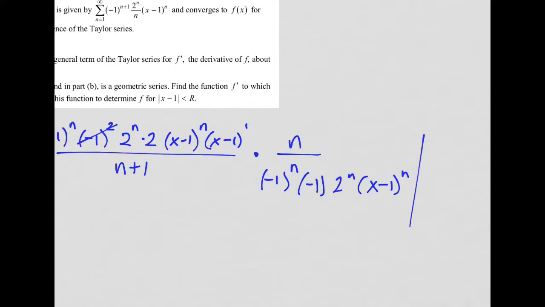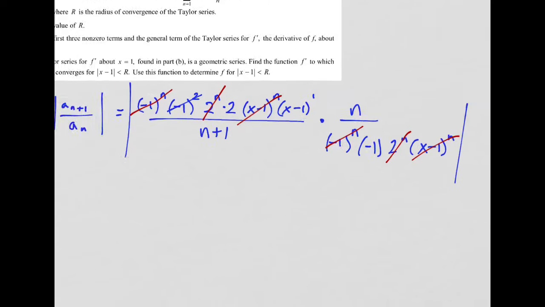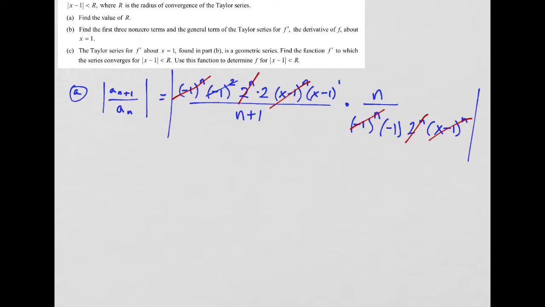Well, now, hopefully you can see why I do that. Because now the negative 1 to the n cancels out. Sweet. The 2 to the n cancels out. Sweet. And the x minus 1 to the n cancels out. So I'm left with very few terms. So this is equal to 2 on the top, right? 2 times x minus 1, times the negative 1 on the bottom. So I guess I can make that a negative 2.